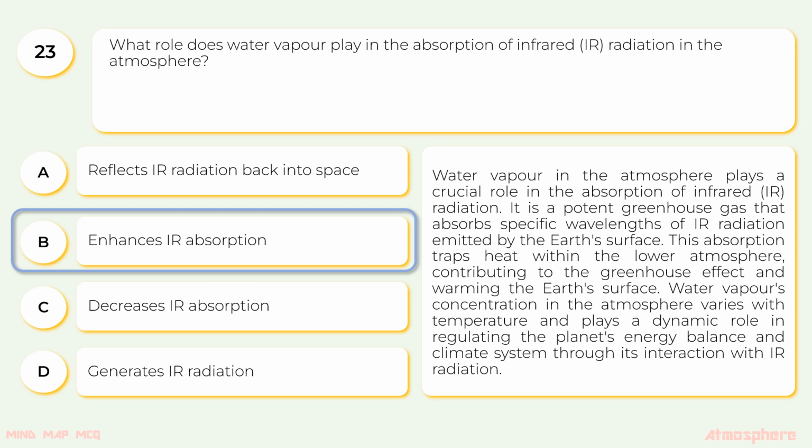It is a potent greenhouse gas that absorbs specific wavelengths of IR radiation emitted by the Earth's surface. This absorption traps heat within the lower atmosphere, contributing to the greenhouse effect and warming the Earth's surface. Water vapor's concentration in the atmosphere varies with temperature and plays a dynamic role in regulating the planet's energy balance and climate system through its interaction with IR radiation.